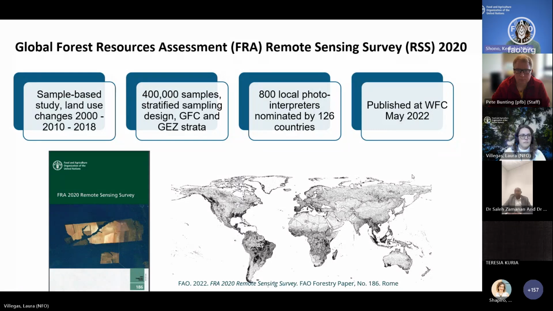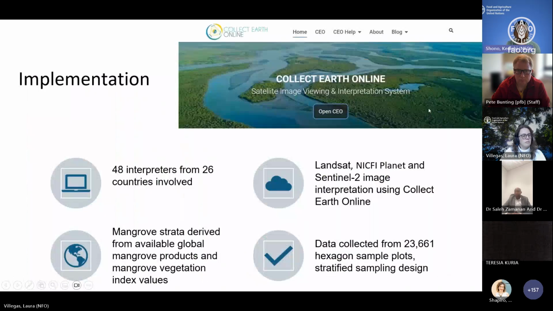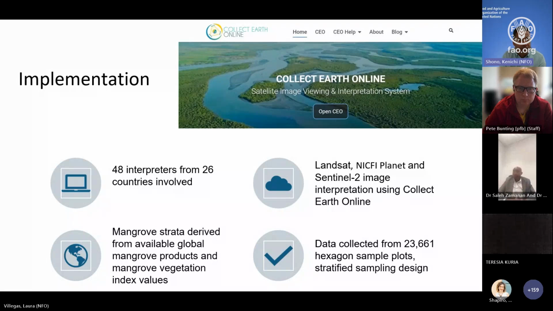The results of this assessment were published in a report that you should see on the screen, on the left-hand side. We also released an interactive web story. The implementation process of this study involved 48 data interpreters from 26 countries. This is an important point because this enabled us to engage experts and officials in the countries in image analysis. We derived mangrove strata from available global mangrove mapping products. In terms of the image data used, we worked with Landsat, NICFI Planet, and Sentinel-2 images, and the interpretation was done using Collect Earth Online.